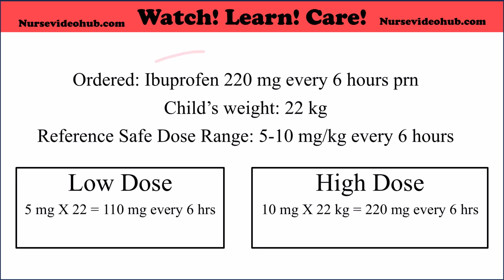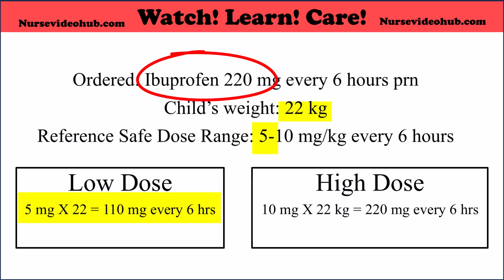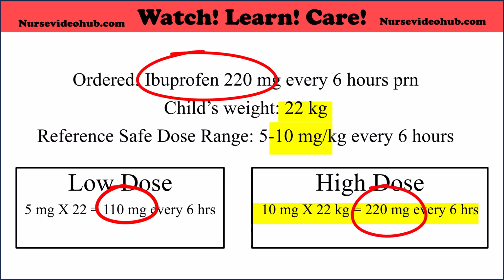Now you must determine if this is a safe dose within the low and high ranges. The low dose range is 5 milligrams times 22 kilograms. The low dose is 110 milligrams every 6 hours. The patient's dose is 220 milligrams, which is above the low dose, so that is good. Now you need to ensure that it is at or below the high dose. The high dose is 10 milligrams times 22. The high dose is 220 milligrams every 6 hours. This number is the same as the 220 milligrams ordered.